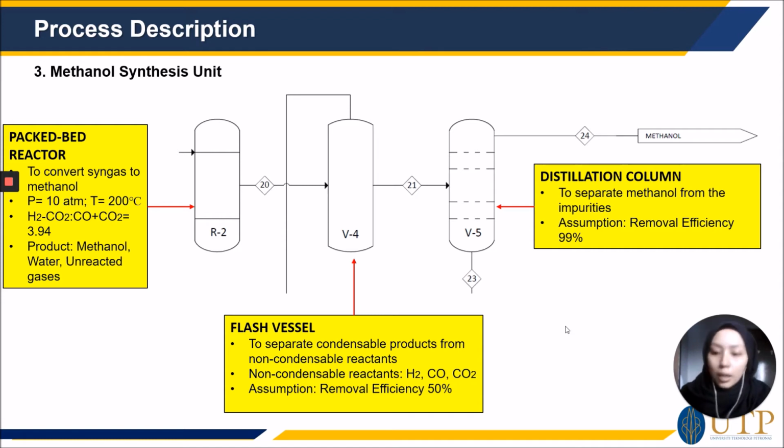In here, the assumption that has been made is that the removal efficiency is only 50%. The unreacted gases from here will go to the hydrogen separation unit, and the remaining will move to the next separator, which is the distillation column. For the distillation column, it is to separate methanol from the impurities to get our main product, which is methanol. In here, the assumption that has been made is the removal efficiency is around 99%.